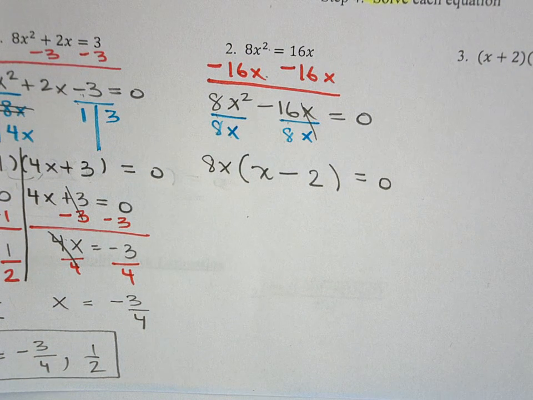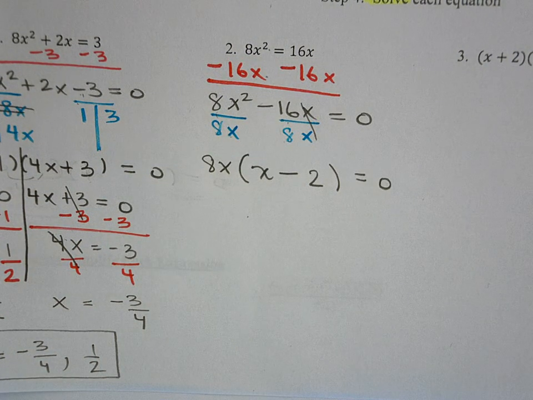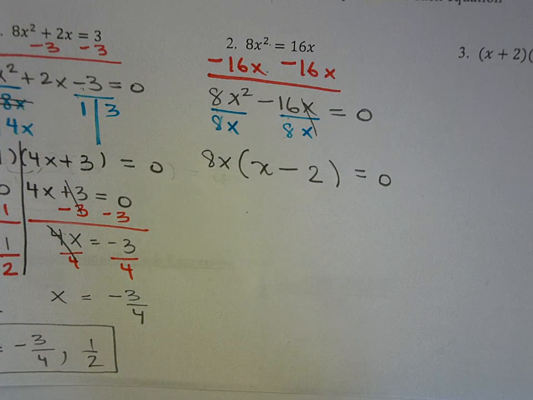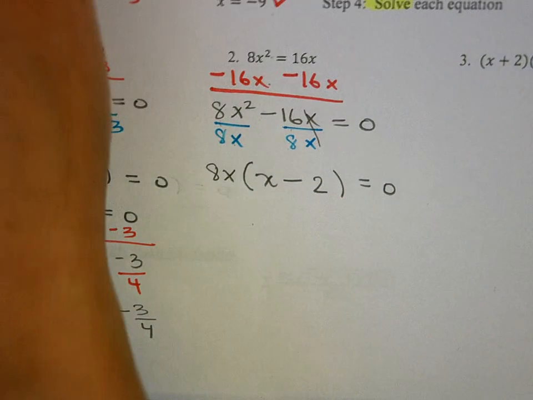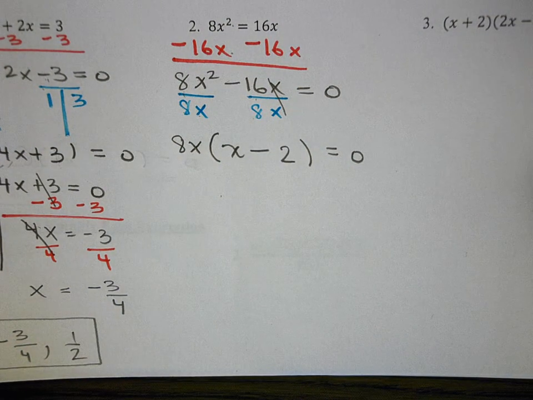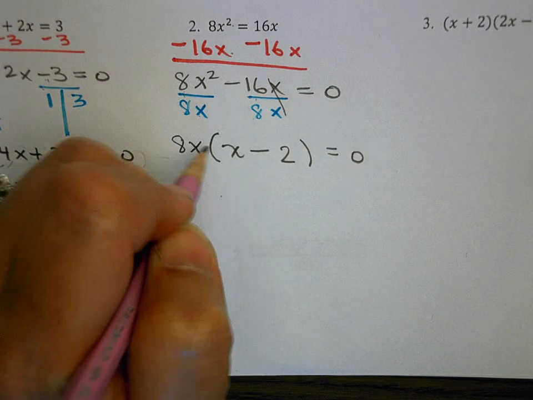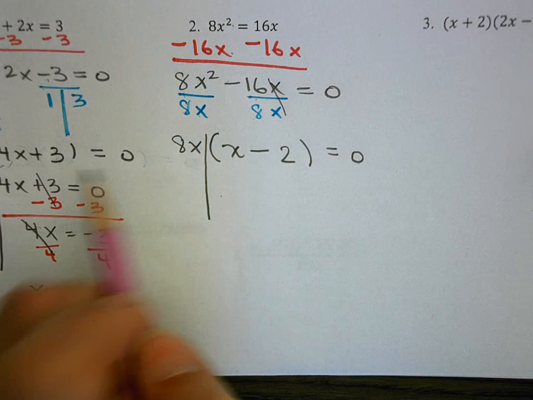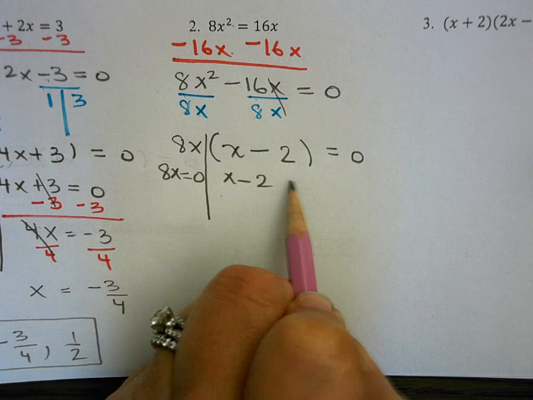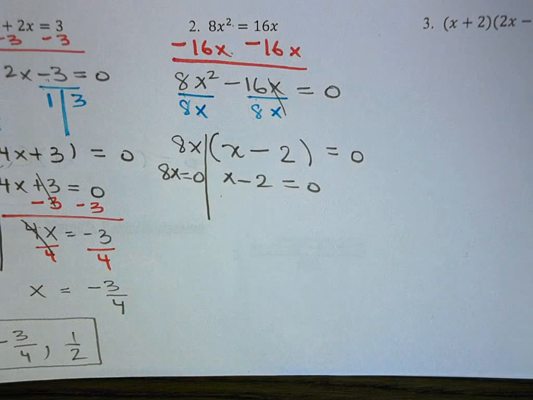So then now I want to do zero product property. So zero product property, and I can do that because it's equal to 0, right? So if it was not equal to 0, I could not do zero product property. So then for here, I'm going to take each factor and then equal them to 0. So I have 8x equal to 0 and x minus 2 equal to 0. And then I just solve each of those equations.